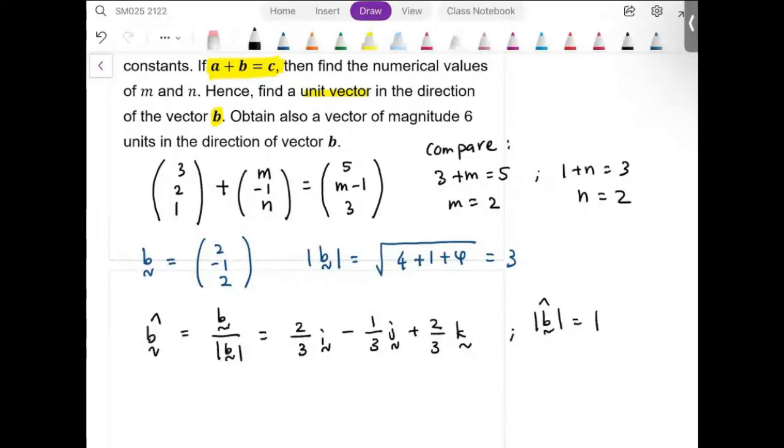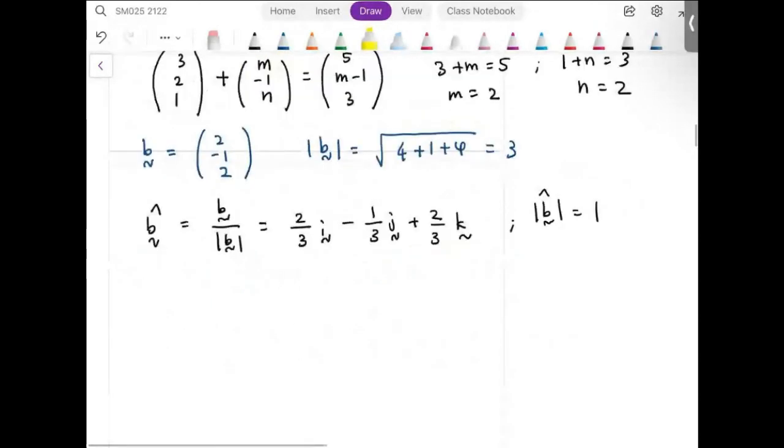Okay. Last part. Obtain another vector, magnitude 6. Magnitude dia mesti 6, in the direction of vector B. Nampak sama pattern macam tadi. Semua sekarang dia nak magnitude dia, length dia 6. So kalau dia nak magnitude yang 6, maksudnya darab je lah dengan 6. So 6 times unit vector B. So saya darab je lah, 6 times with our vector just now.